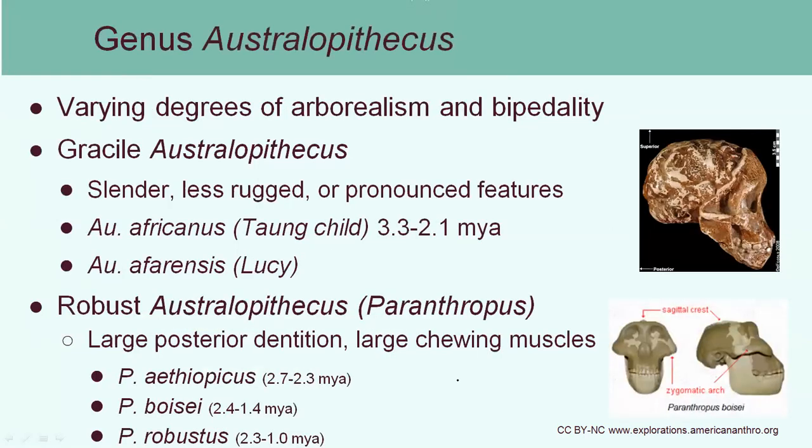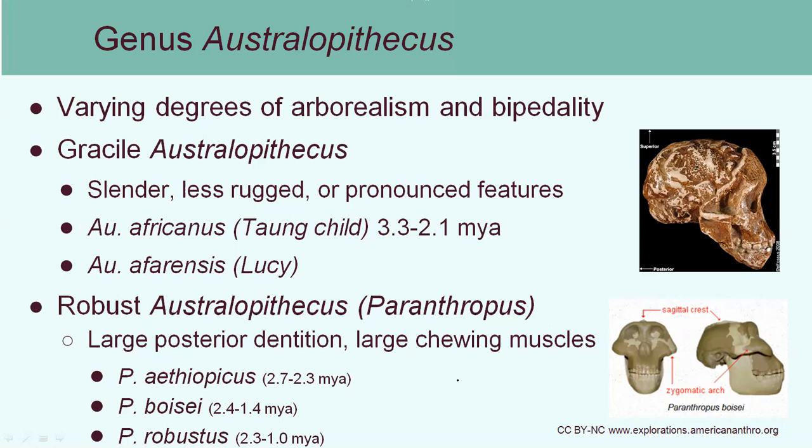Okay, next, let's continue looking at the genus Australopithecus. We do see varying degrees of arborealism versus bipedality depending on which specific species we're observing. But the big picture that I wanted to show you is that there's actually two groupings within this genus. There's the gracile versus the robust species. So the gracile were a more slender, less rugged type of hominin. Their skeleton would have thinner bones.